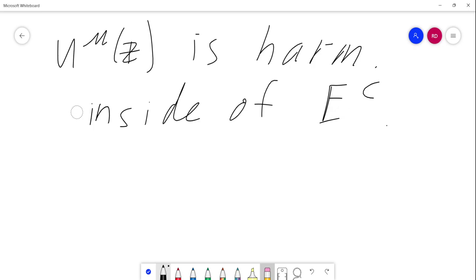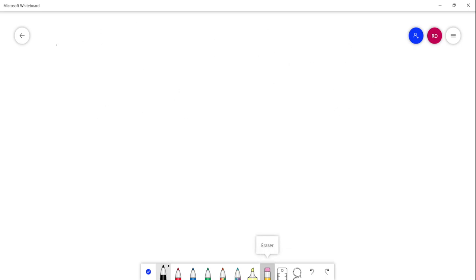This idea of being harmonic inside a certain open set is part of being a Green's function, and our next video will be all about what a Green's function is and how they are relevant to our subject. But that was the main result I want to show, was the harmonic. I want to introduce one other thing before we wrap this up, and that is the max-min principle.